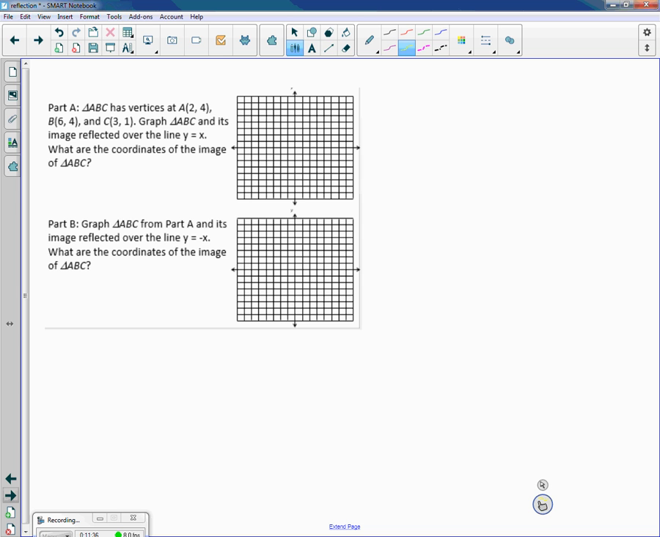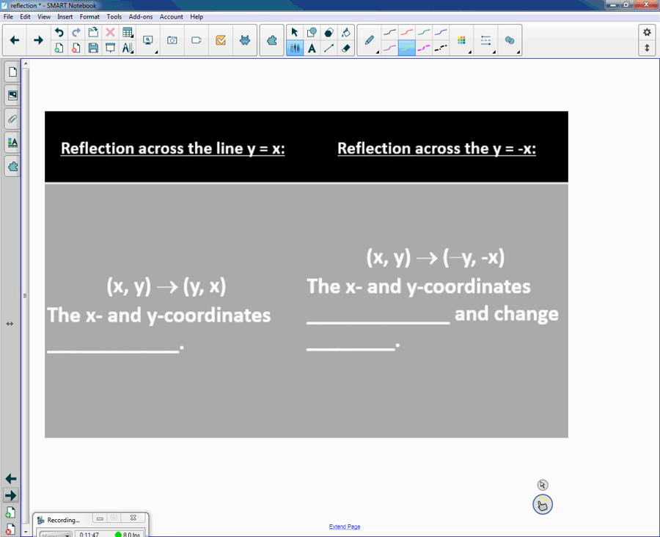Okay? Now, we are now going to talk about reflecting it on y equals x and y equals negative x. Okay? Now, I'm going to go ahead and give you the rules. When it is y equals x, the x and the y change places. Okay? When it's y equals negative x, the x and the y change places or switch and change sign.